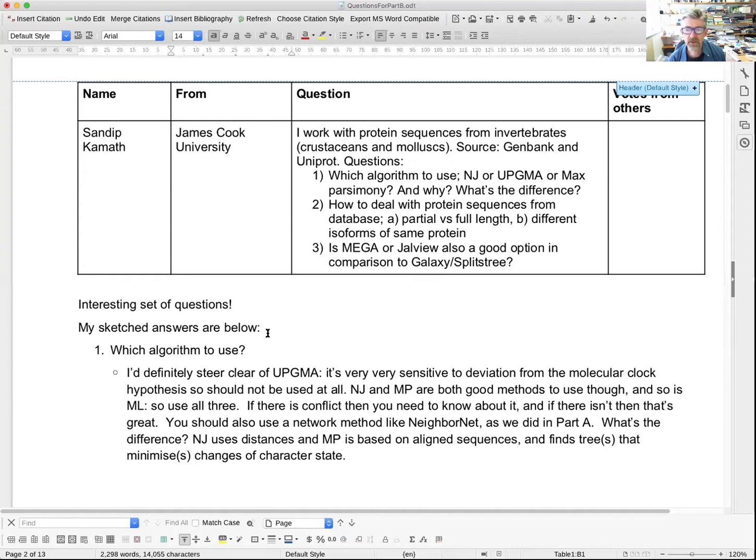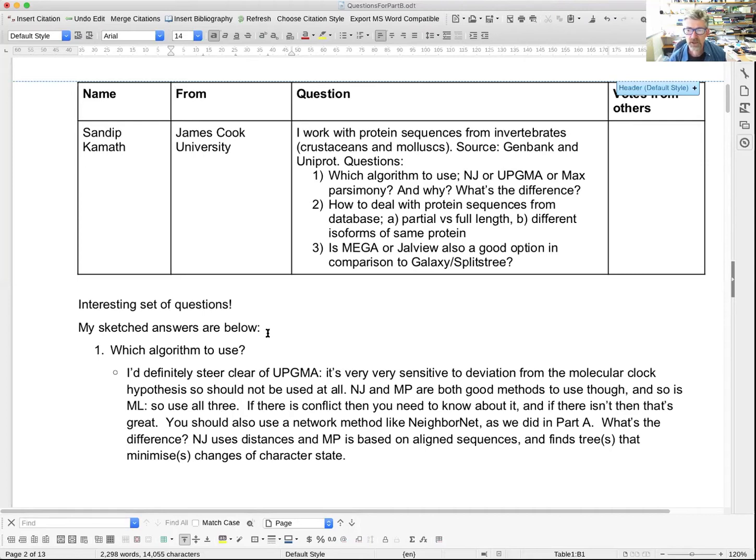Now, if you have other sorts of data like aligned sequences, then you can use character-based methods like maximum parsimony, which we didn't discuss much, and maximum likelihood, which we did discuss a bit more. And if you've got aligned sequences with characters like DNA sequences or codons or amino acids, then maximum parsimony and maximum likelihood are both good ones to use.